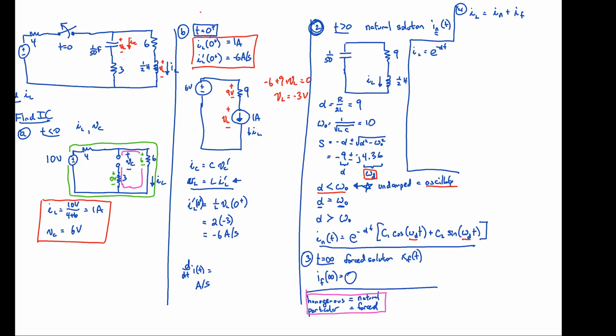Oh, and we already know what alpha is, right? We earlier determined that alpha is equal to 9. So e to the minus 9t times C1 cosine, and we figured out what alpha d was earlier. We said it's 4.36t, plus C2 times sine of 4.36t. Okay, all we need to do now is to find out what C1 and C2 are.